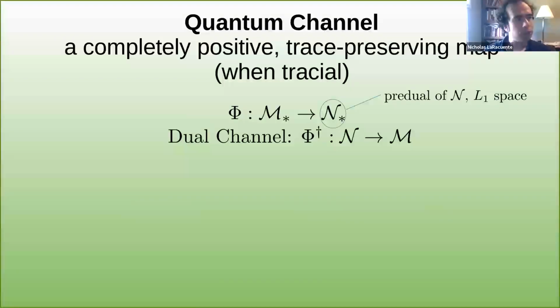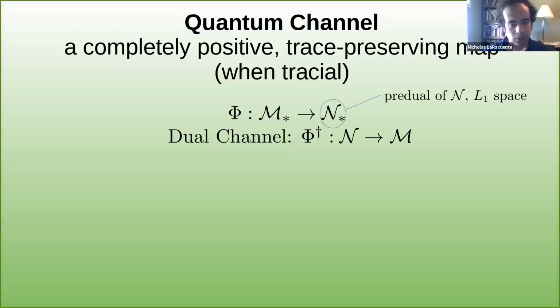Then a quantum channel is a completely positive and trace-preserving map, at least in the tracial settings. This is a map between pre-duals of von Neumann algebras. A pre-dual of a von Neumann algebra is essentially a 1-norm space. It has a dual channel between the algebras themselves.